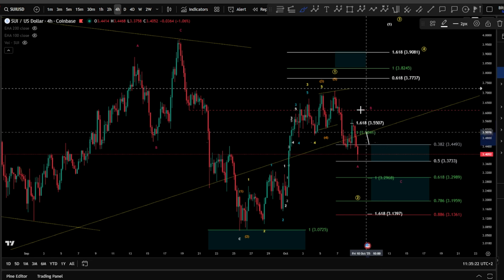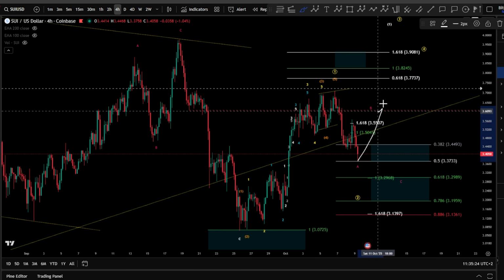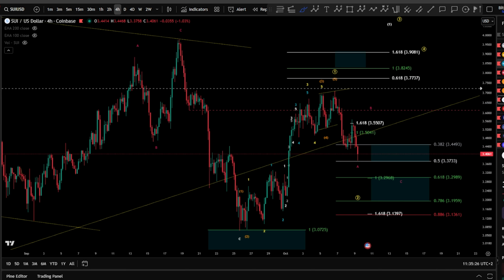Now, basically, you can consider that this impulse is finished. We might, of course, be looking for higher. That's it regarding SUI. Let's go to render.